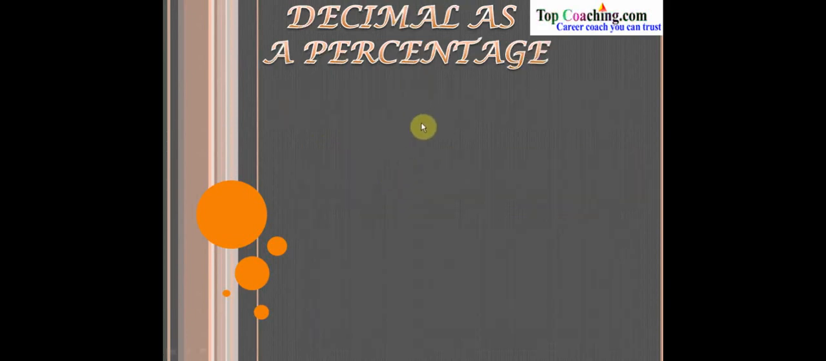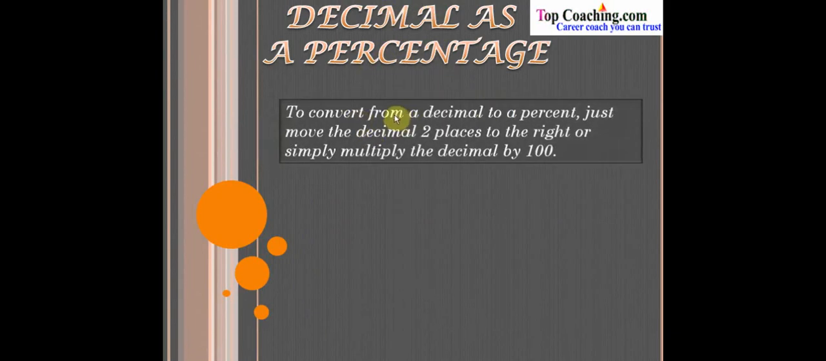Now, decimal as a percentage. Now let's try to see how to express a decimal as a percentage. To convert from a decimal to a percent, just move the decimal 2 places to the right, or simply multiply the decimal by 100. So whenever you have to convert a decimal number into a percent, either move the decimal 2 places to the right, or in other words, multiply the number by 100.